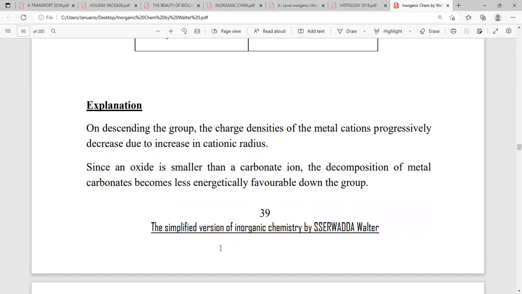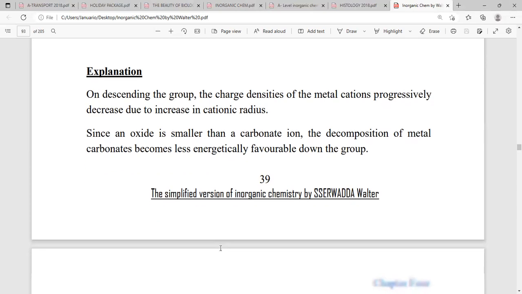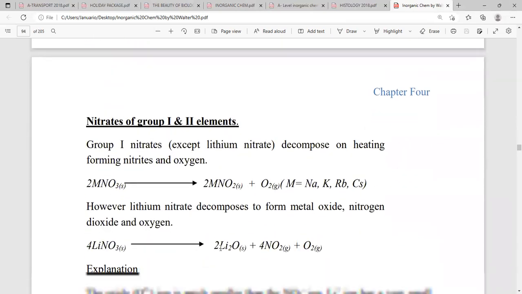So as you go down, the decomposition of these carbonates decreases, and they become more stable down the group than at the top of the group, because the oxide that is going to be formed is smaller than a carbonate. Hence, the decomposition becomes less energetically favorable. If the oxide that was going to be formed was large and could accommodate all the ions, then it would be highly energetically favored down the group.